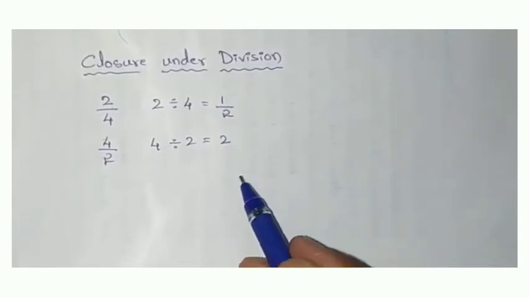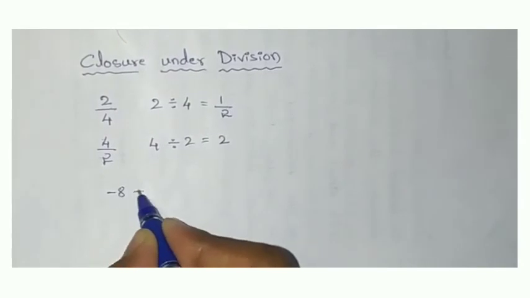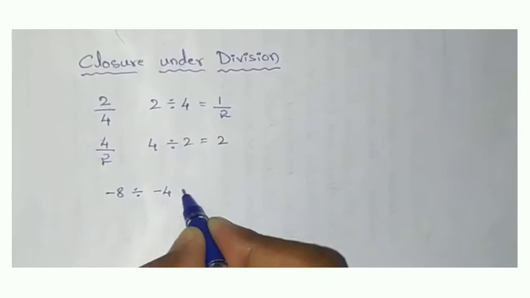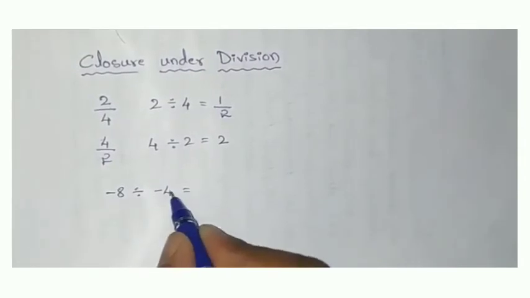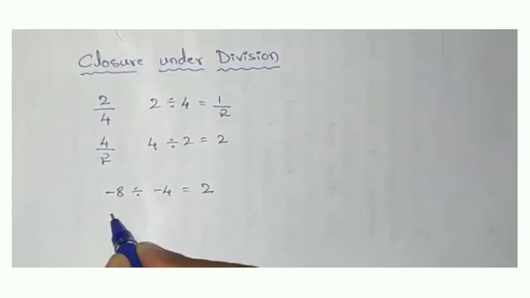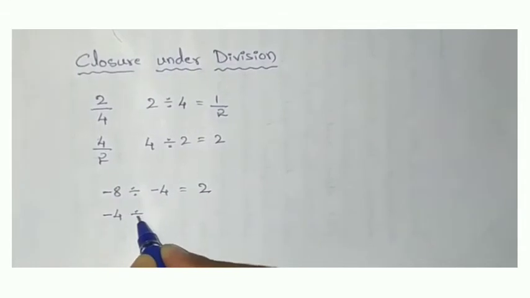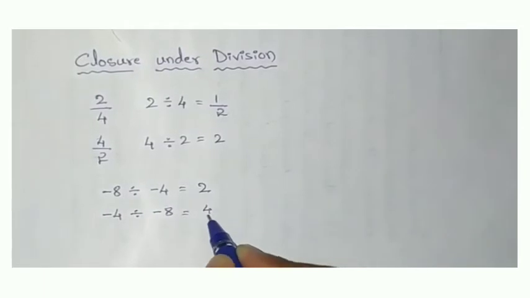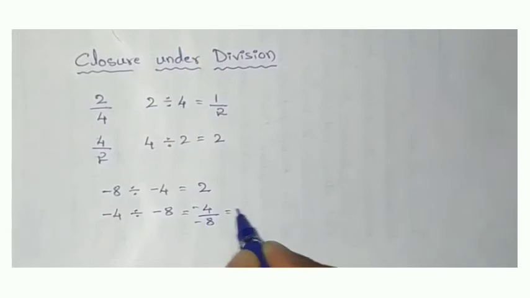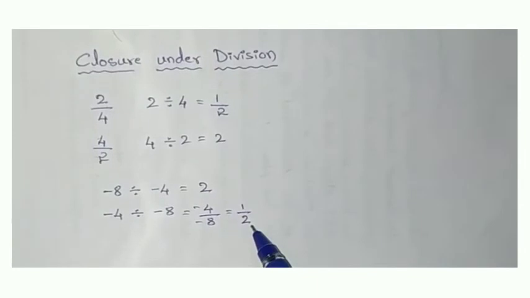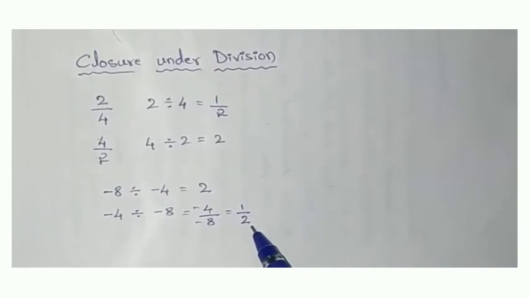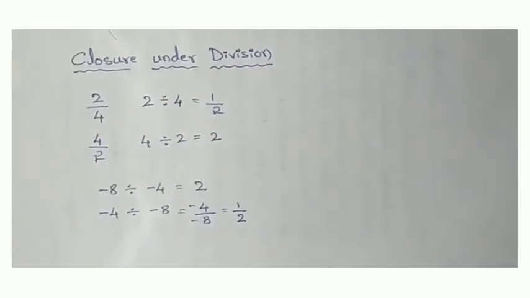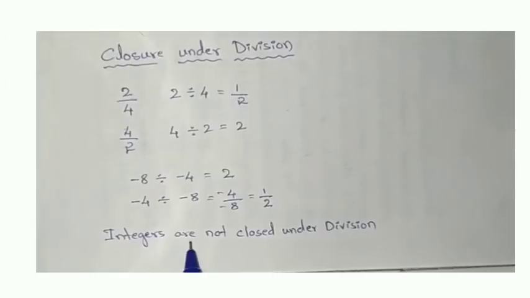Another example, minus 8 divided by minus 4, then also you will get 4 ones are 4, twos are 8, so it will be 2. In case of minus 4 divided by minus 8, what will we get here? 4 divided by 8, minus will get cancelled, 4 ones are 4, twos are 8, it will be 1 by 2. Again here it is a rational number which is not an integer. So we conclude that integers are not closed under division.